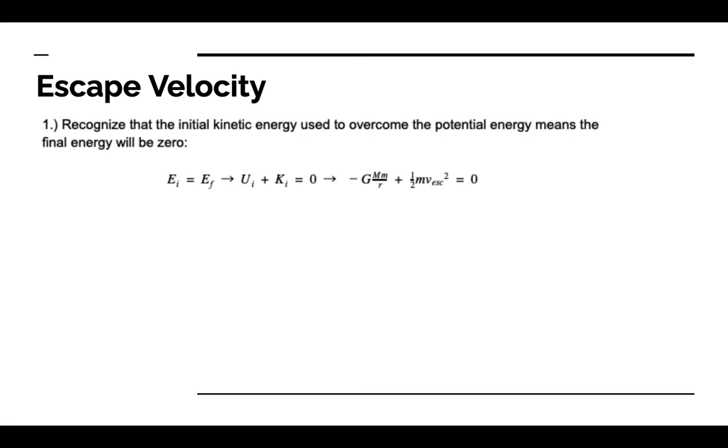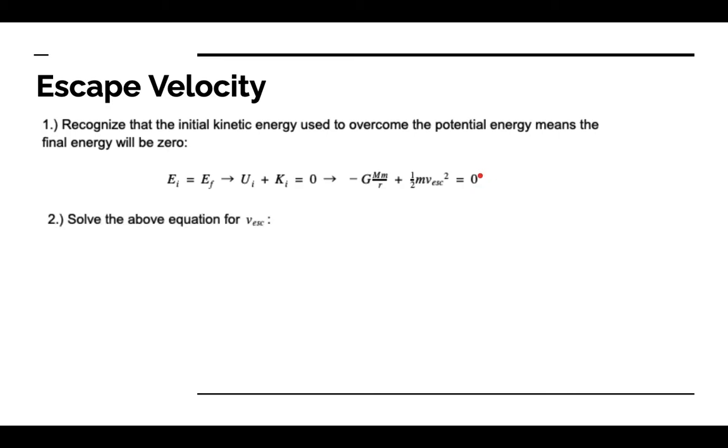So combining those main concepts, we can derive a problem-solving process for determining escape velocity. We recognize that the initial kinetic energy is going to be used to overcome the gravitational potential energy, which means that the final energy will be equal to 0. So we set our initial energy equal to our final energy using conservation of energy, which gives us initial potential plus initial kinetic equals 0. So we replace initial potential energy with the equation for potential energy, which is negative the universal gravitational constant times the mass of the planet times the mass of our object divided by r, plus 1/2 m v escape squared, the equation for the initial kinetic energy that we need to have to escape. And this again is set equal to 0.